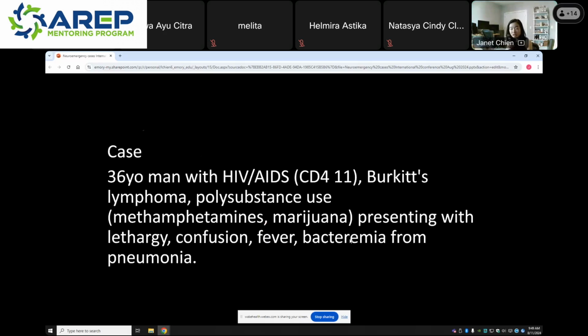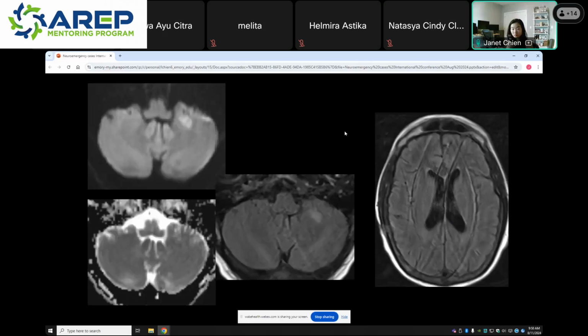Okay, next case, this is a 36-year-old man with HIV/AIDS, CD4 of 11, also has Burkitt's lymphoma of the groin, not anywhere intracranially. Polysubstance use, including methamphetamines, marijuana. He's presenting with lethargy, confusion, fever, bacteremia for pneumonia. So what are y'all seeing here?